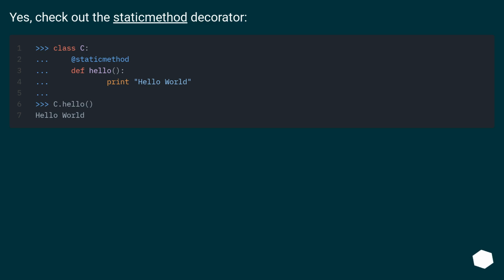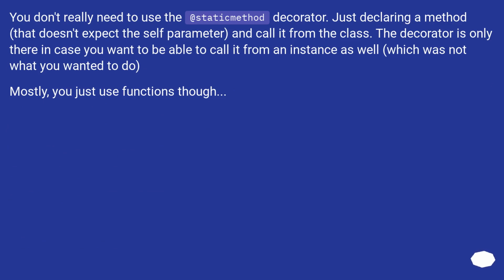Yes, check out the staticmethod decorator. You don't really need to use that staticmethod decorator. Just declare a method that doesn't expect the self parameter and call it from the class. The decorator is only there in case you want to be able to call it from an instance as well, which was not what you wanted to do. Mostly, you just use functions though.